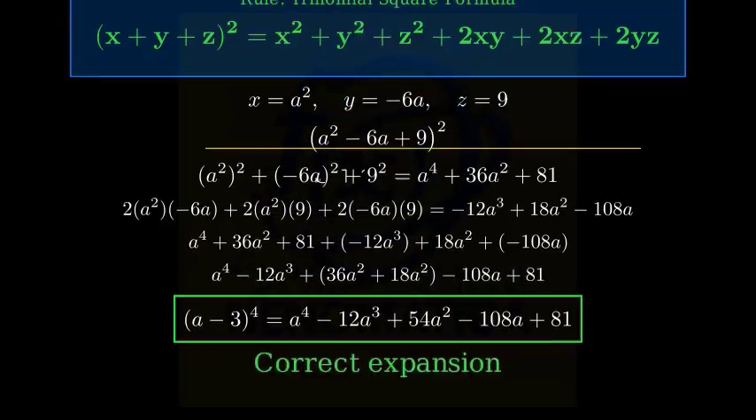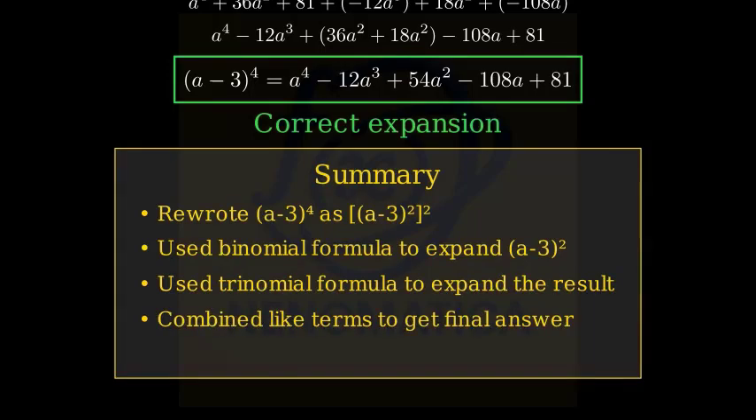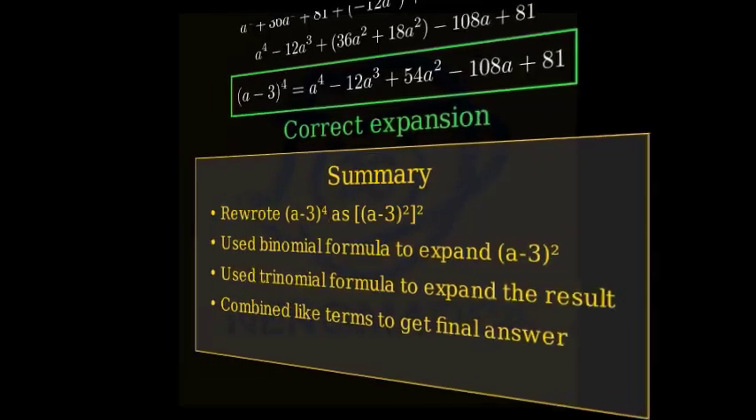To summarize what we've learned, we expanded a power of a binomial expression by first rewriting it as a square of a square, then using the binomial square formula to expand the inner expression, and finally using the trinomial square formula to expand the outer square. This method is useful for expanding higher powers of binomial expressions when we can break them down into smaller, more manageable steps.